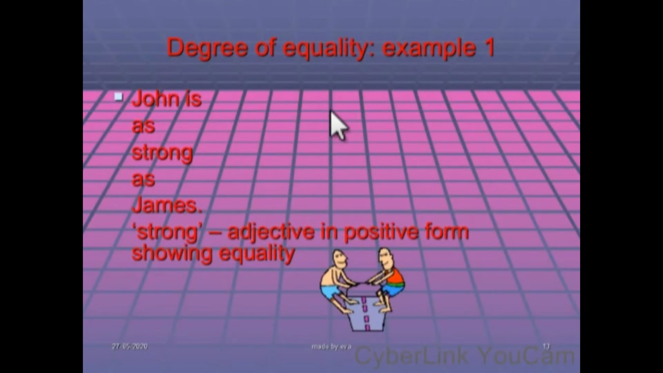Degree of equality, example 1: John is as strong as James. Here strong is an adjective in positive form, showing quality. The two men have the same qualities here. Follow.